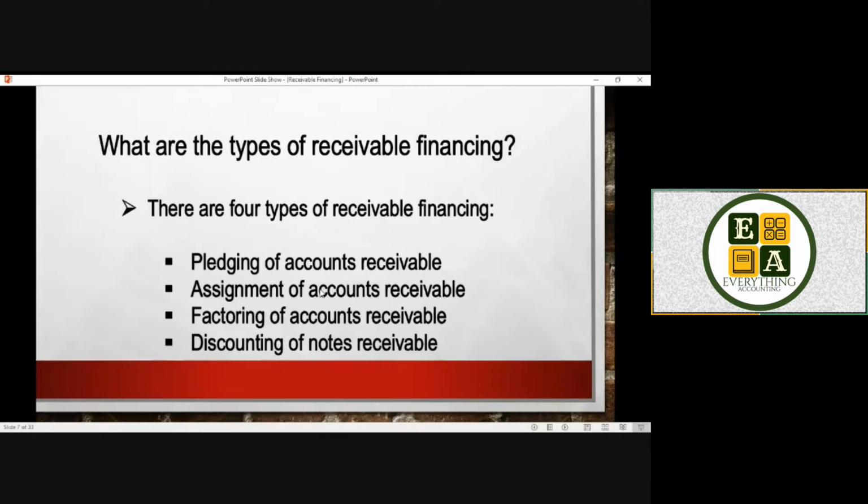There are four types of receivable financing. We have pledging of accounts receivable, assignment of accounts receivable, factoring of accounts receivable, and discounting of notes receivable. If you're going to notice, the first three are related to accounts receivable and the last one is on notes receivable.